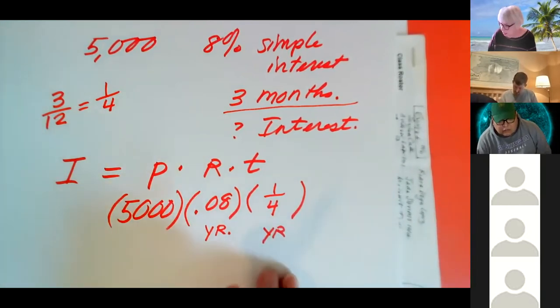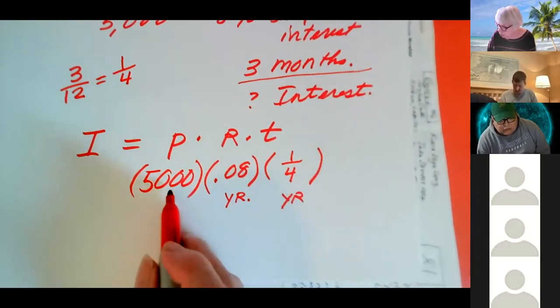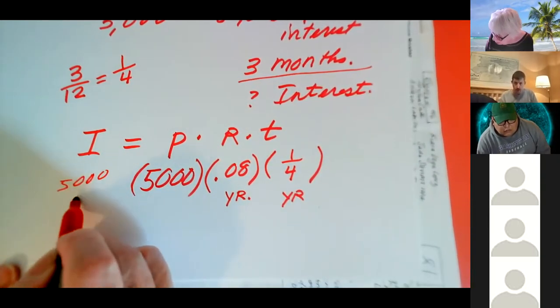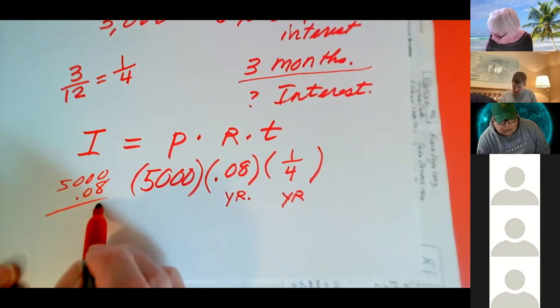If these match, it's going to work. So then you could multiply these two. So that's 5,000 times 0.08. Anybody get an answer yet?